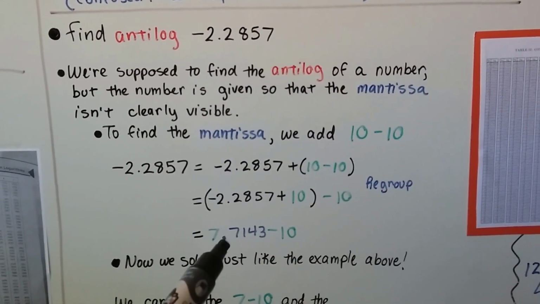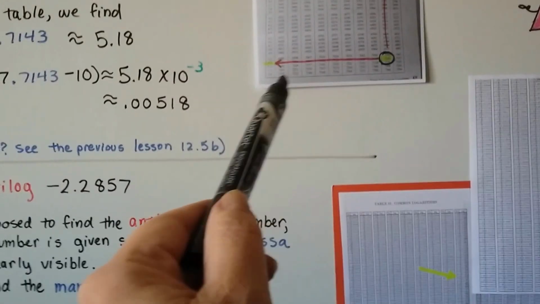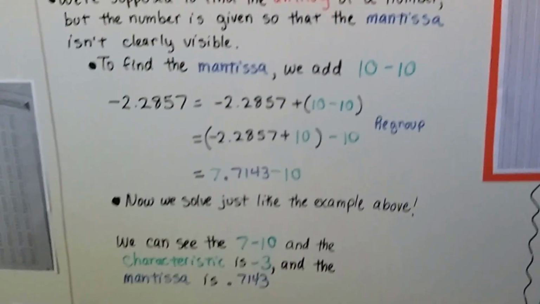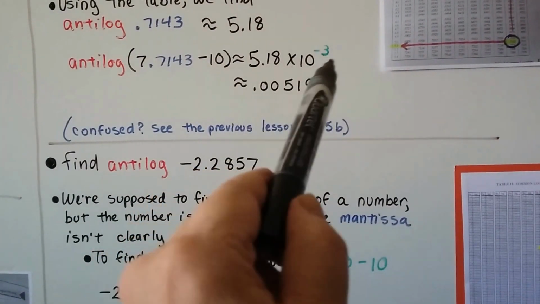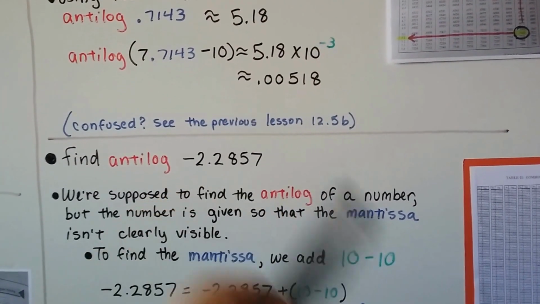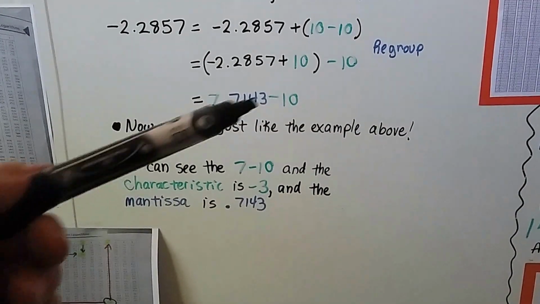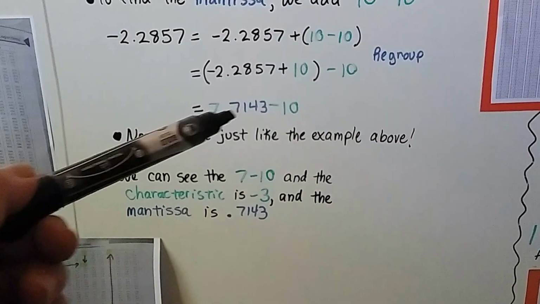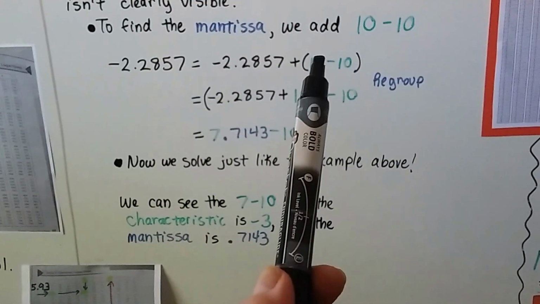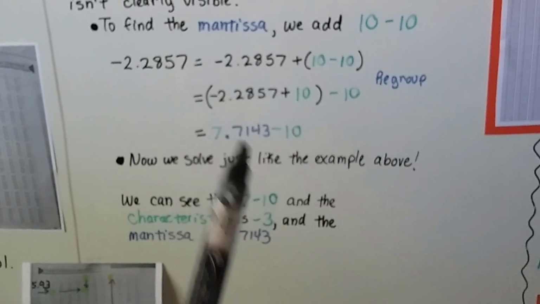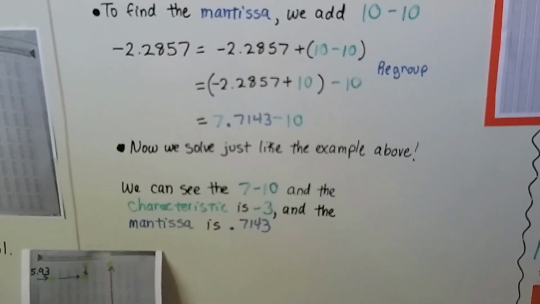We look for the 0.7143 on the chart. We find out it's a 5.18. We know that the characteristic is a -3, so for scientific notation, see, we move the decimal point to get 0.00518, and we can see the characteristic and we can see the mantissa now. So by adding a 10 minus 10 here and regrouping, we can find the characteristic and mantissa.